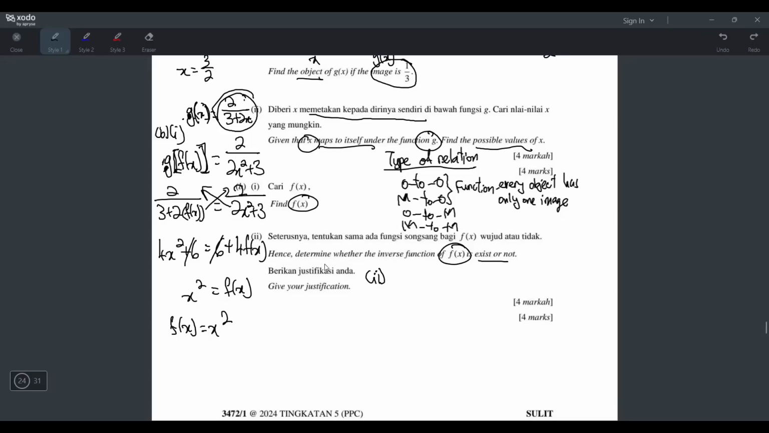But the question is not asking you whether it's a function or not. The question is asking you whether it has an inverse or not. So which one has an inverse? Only one to one. Only a one to one relation has an inverse, right?